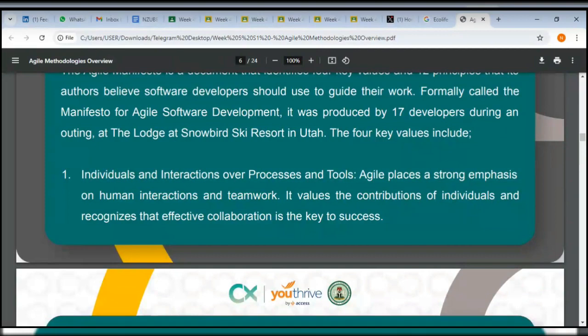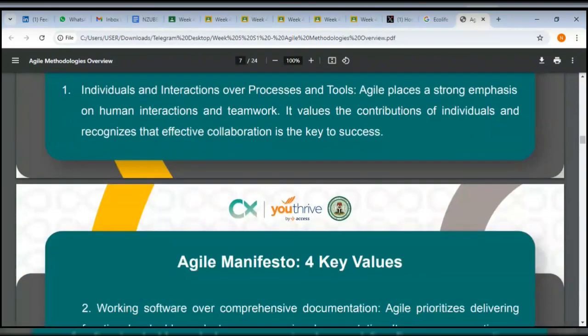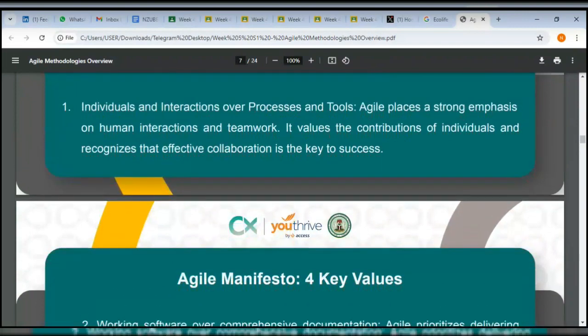So it says here it values the contributions of individuals and recognizes that effective collaboration is the key to success, right? Again, the point is individuals and interactions over processes and tools. It values the importance of human interaction, human communication, human collaboration, and teamwork over processes. Whatever process you have streamlined, whatever tools you're equipped with, they come second to your ability to communicate and interact with people on your team and outside your team.